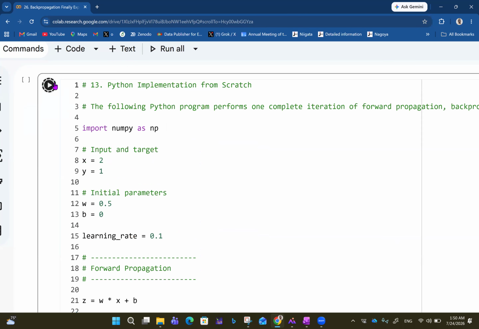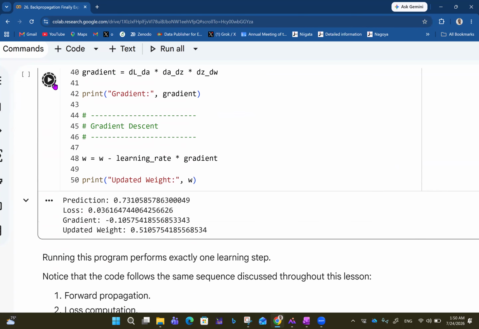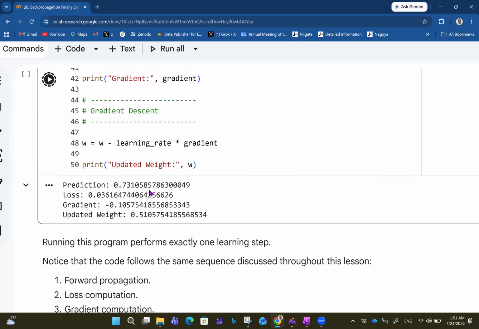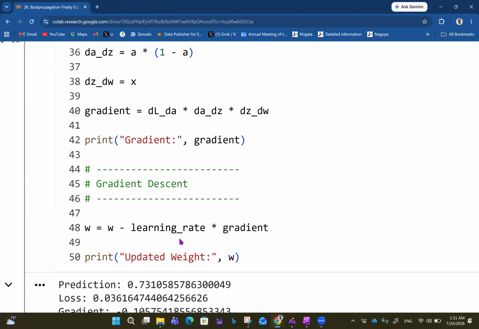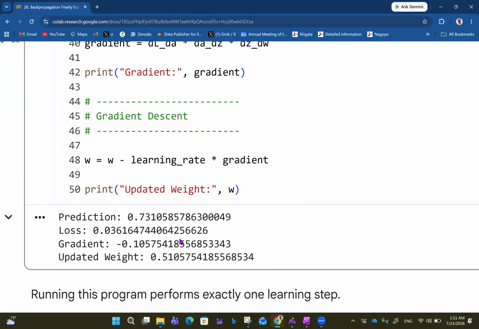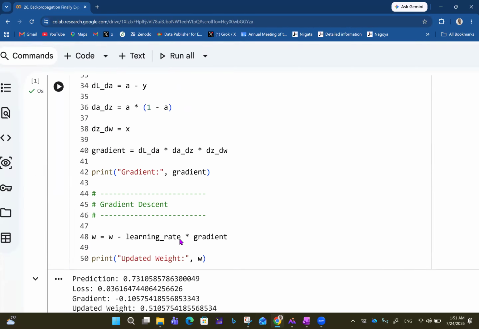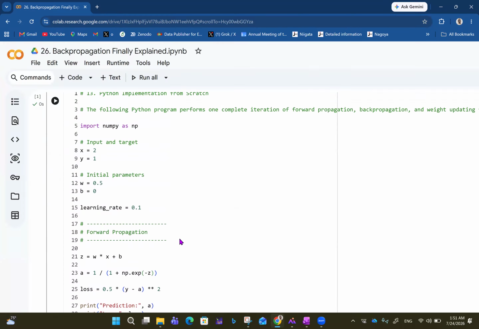And in one step, you get that result right there. So the prediction is 0.7311, just like what we saw up there, and we did it manually. Then you have the loss. The initial loss is 0.036164. And then you have the gradient, which is minus 0.1058, just exactly what we got. And the updated weight is 0.51. So normally this should happen over and over again until we get the final result. So this is what the whole code looks like right here.